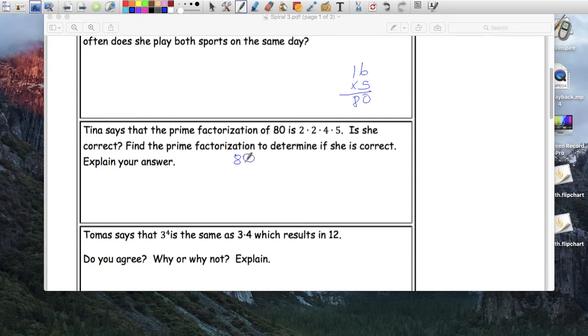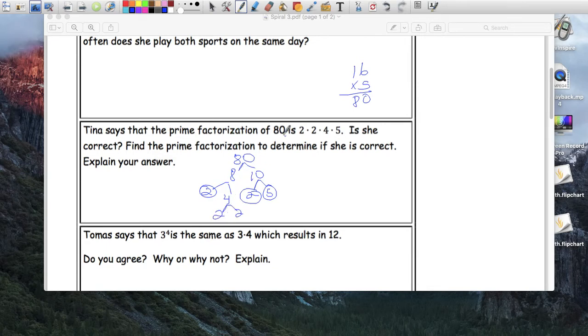So let's do it. 80 breaks up into 8 and 10. 10 breaks up into 2 and 5. They're both prime numbers. We can't continue, so we circle. The 8 we can break up into 2 and 4. The 4 breaks up into 2 times 2.